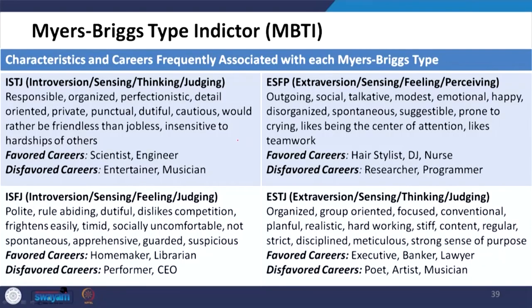Now, there are four pairs of preferences, so 16 types of personality typology will evolve. These include ISTJ, that is introversion, sensing, thinking, and judging; ESFP, extroversion, sensing, feeling, and perceiving; ISFJ, introversion, sensing, feeling, and judging; and ESTJ, extroversion, sensing, thinking, and judging.